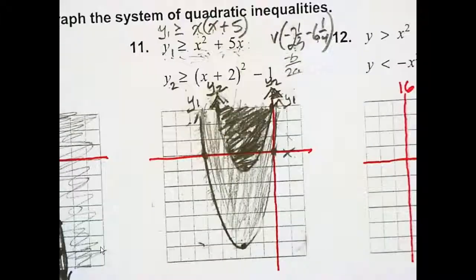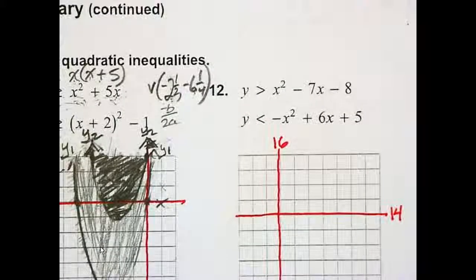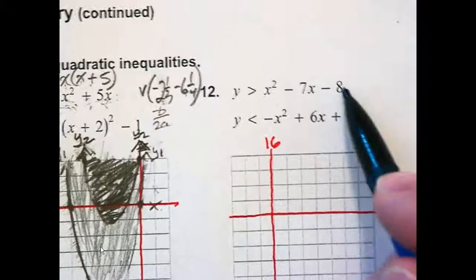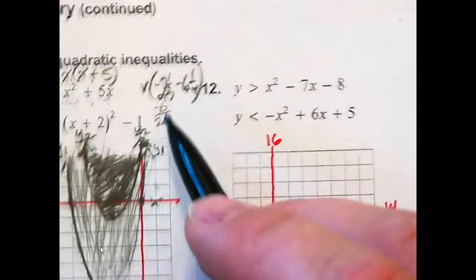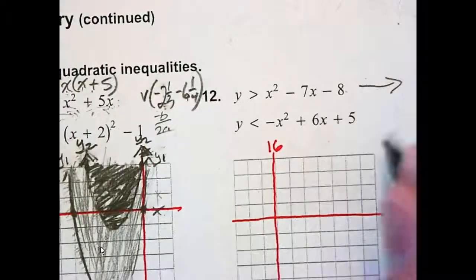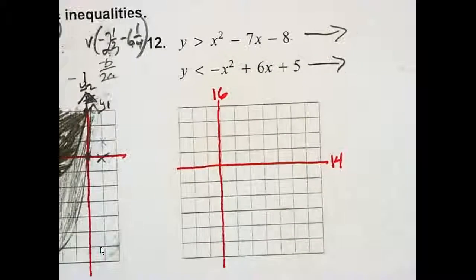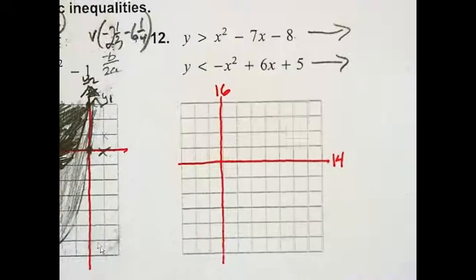Hey, I didn't get to number 12. I'm not going to worry about it right now. Actually, since we had such a hard time on this, I want you to find the vertex on this one real quick. And find the vertex here. Okay? I'm not sure we'll go through the whole graph, but at least get the vertex for me.